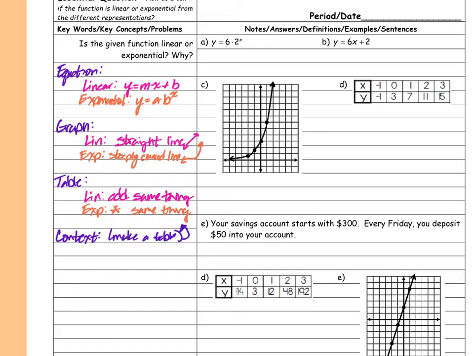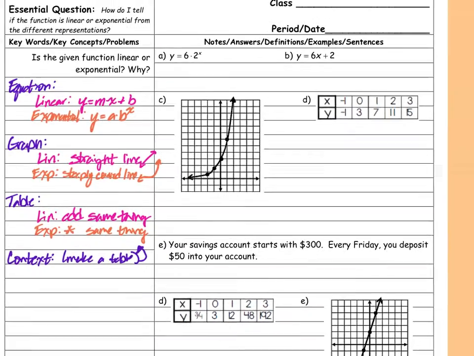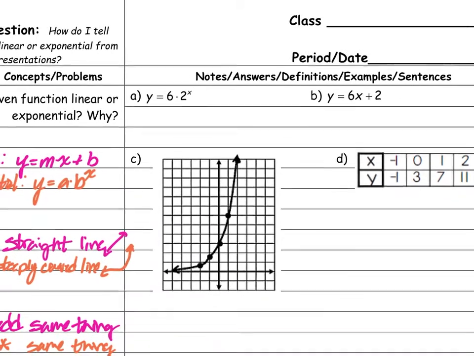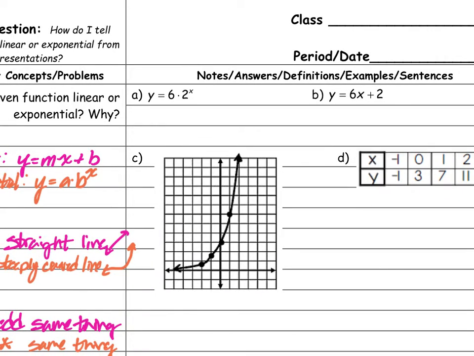Okay, so let's go ahead and look at these first 2 here. Is A linear or exponential? So just type it in the chat box.